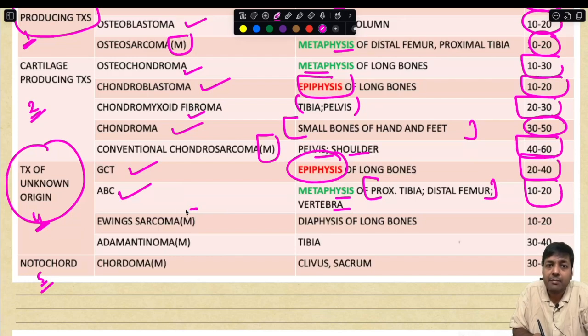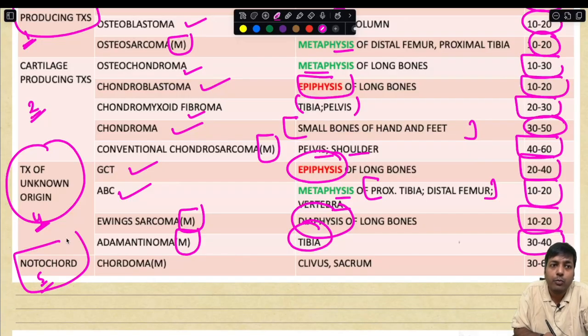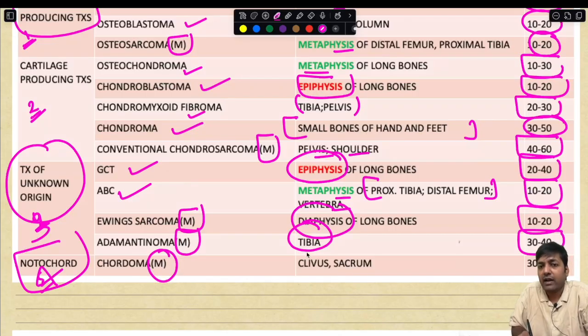Ewing sarcoma is a malignant tumor arising from diaphysis of long bones, age group 10 to 20 years. Adamantinoma, again a malignant lesion arising from the tibia, age group 30 to 40 years. And the last group is the notochordal group of tumors. If you see, it's a chordoma, which is a malignant tumor arising from clivus and sacrum in the age group 30 to 60 years of age.